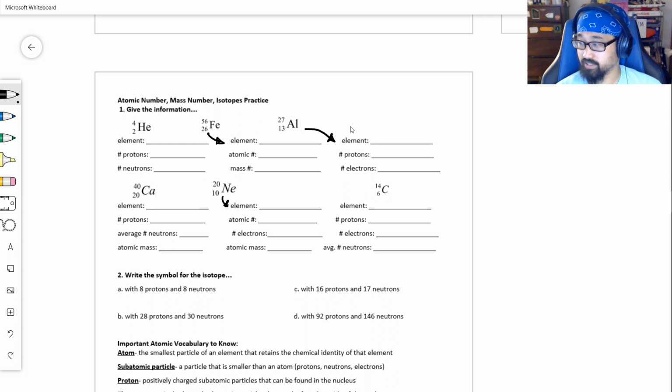This one here is practice of identifying elements on the periodic table, finding the number of protons, finding the atomic mass, finding the number of neutrons, finding the number of electrons. Do this top part, these 6 examples here on the top of page 18. I will actually start with these examples next time around.